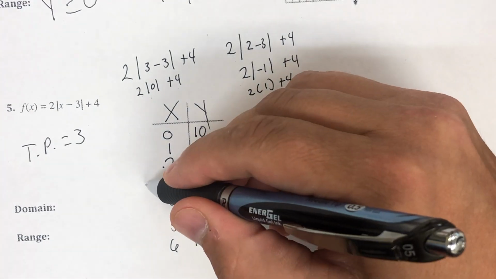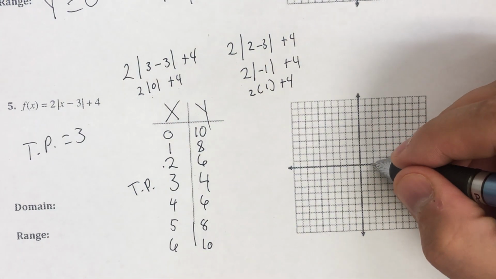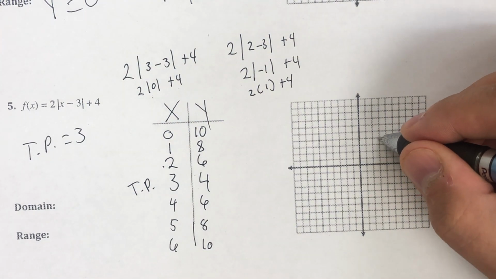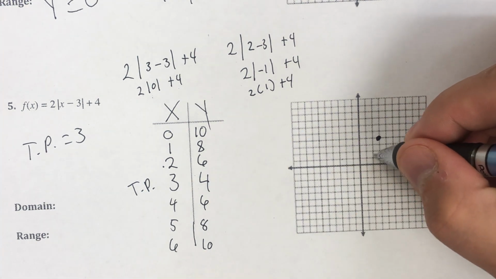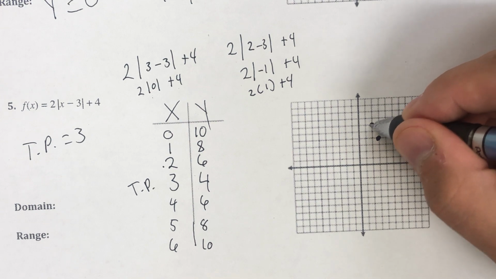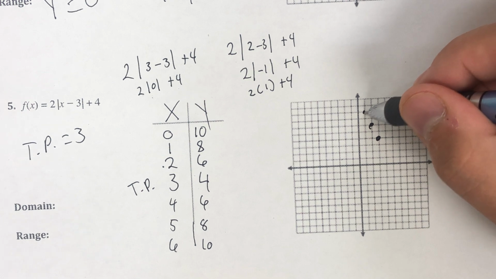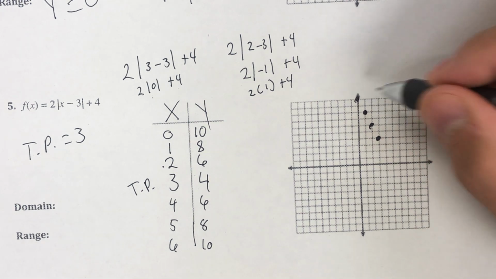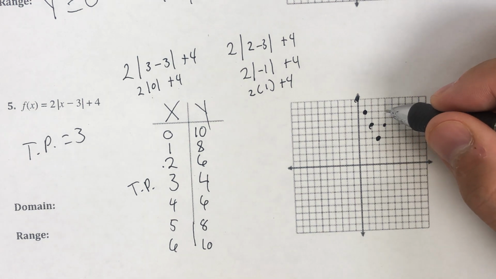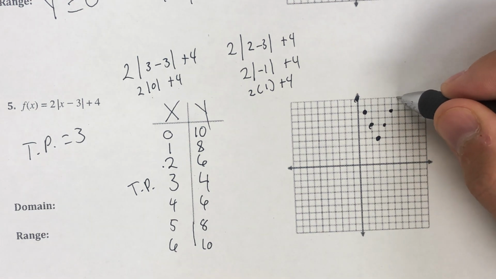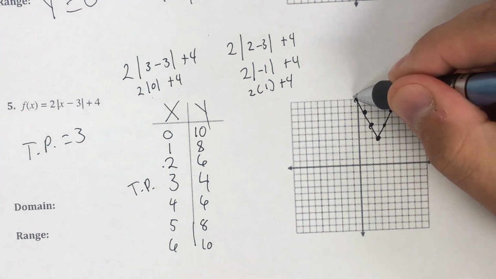So plot the target point first. Over 3, up 4. Then from there, I had the point 2, 6. Then I had the point 1, 8. And 0, 10. And this one follows the same exact pattern. There is our graph. It is complete.